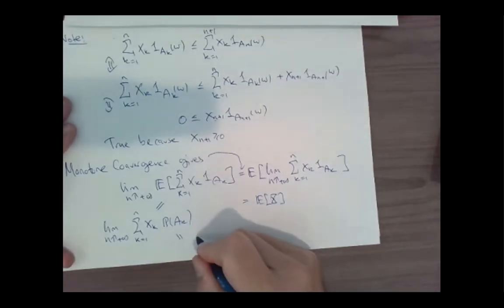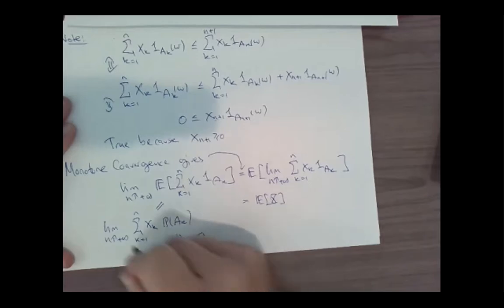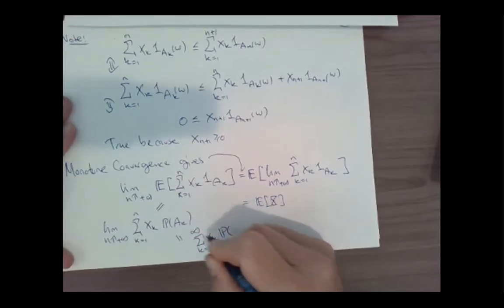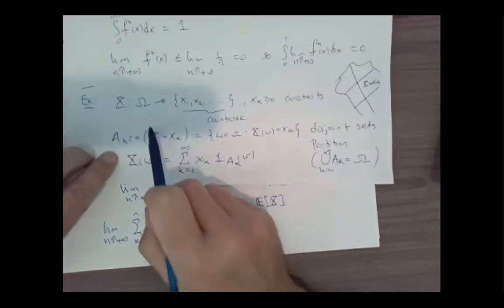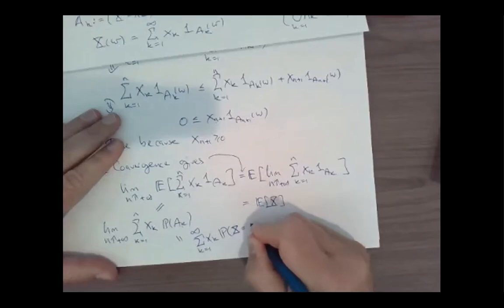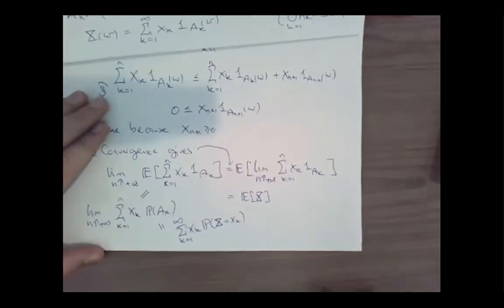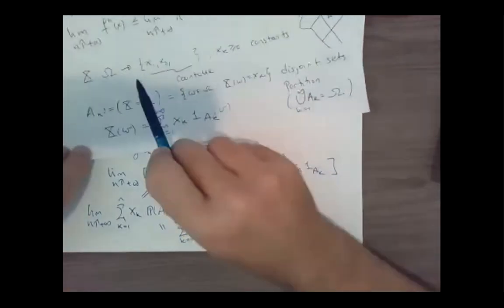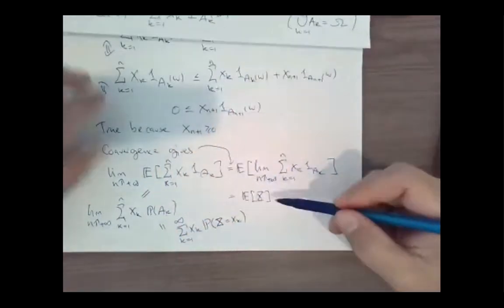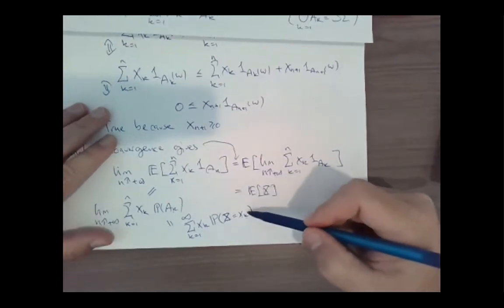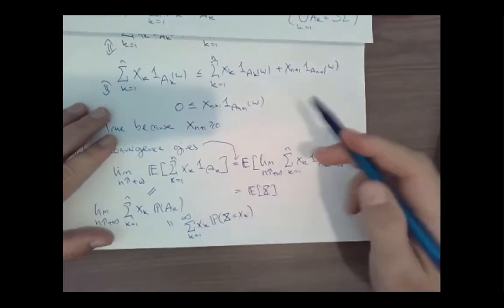And we can write this here as the sum from k equal to 1 to infinity of x_k times the probability. What was A_k? A_k was exactly the set where X is x_k. So here you see the formula. What is the expectation of a random variable when the random variable takes values in a countable set? Well, that expectation is the probability of it taking a given value times that given value, and then you sum them up.